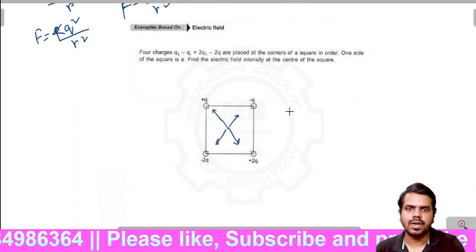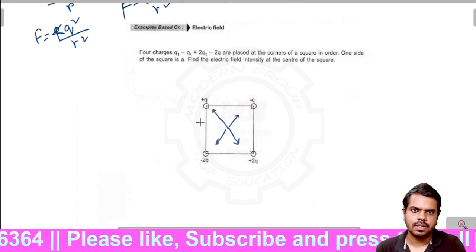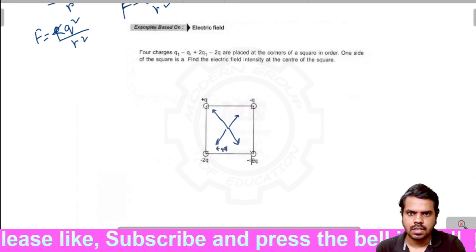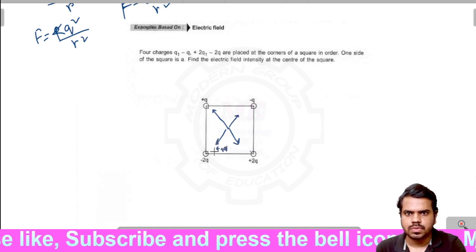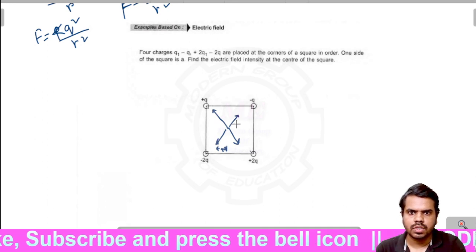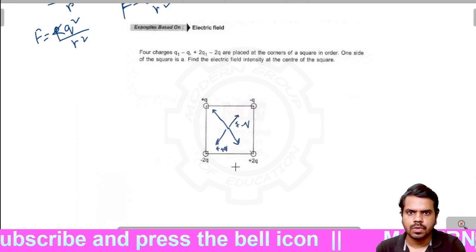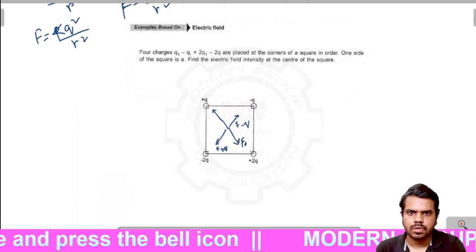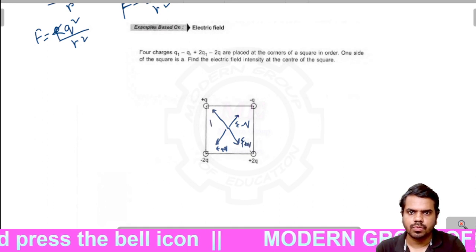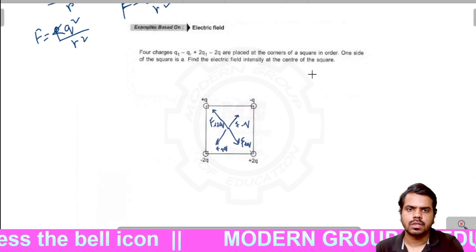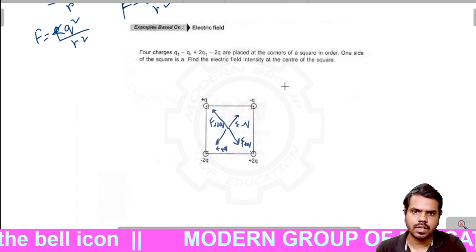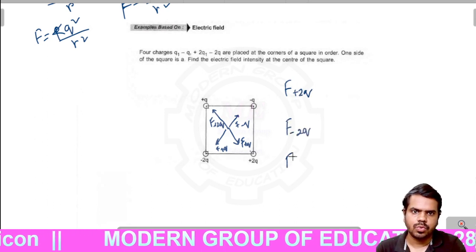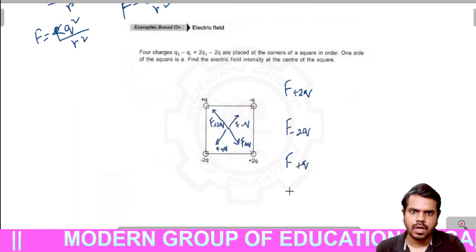So you have to find all the forces. Let's say this is F due to 2q. This force is F due to minus 2q, this force is F due to plus q, and this force is F due to minus q. Okay, and this force is F due to plus 2q. So you have to find all the forces separately: F due to plus 2q, F due to minus 2q, F due to plus q, and F due to minus q.